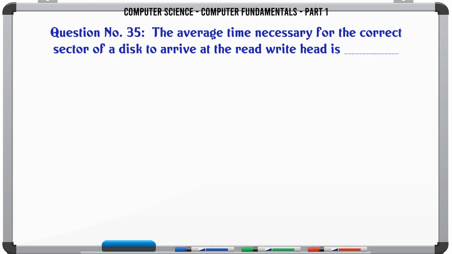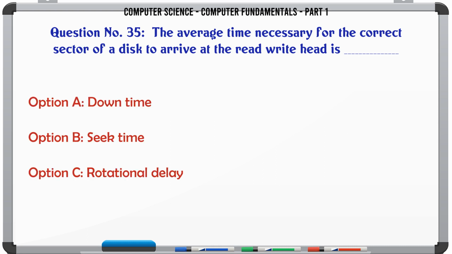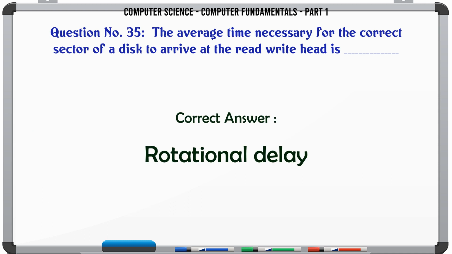The average time necessary for the correct sector of a disk to arrive at the read-write head is ____. A. Downtime. B. Seek time. C. Rotational delay. D. Access time. The correct answer is rotational delay.